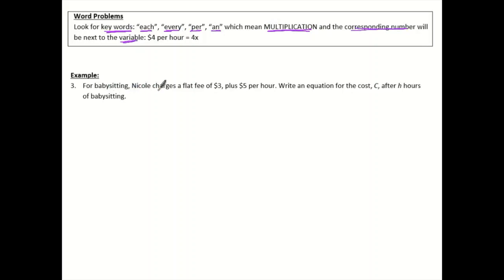It says for babysitting, Nicole charges a flat fee of $3 plus $5 per hour. It says write an equation for the cost C after H hours of babysitting. So I'm looking for the cost. So cost is going to be equal to, we have a flat fee $3 plus $5 per hour. So there's that multiplication. You could also write it C equals 5H plus 3. These are the same thing. Okay, the order doesn't matter here.